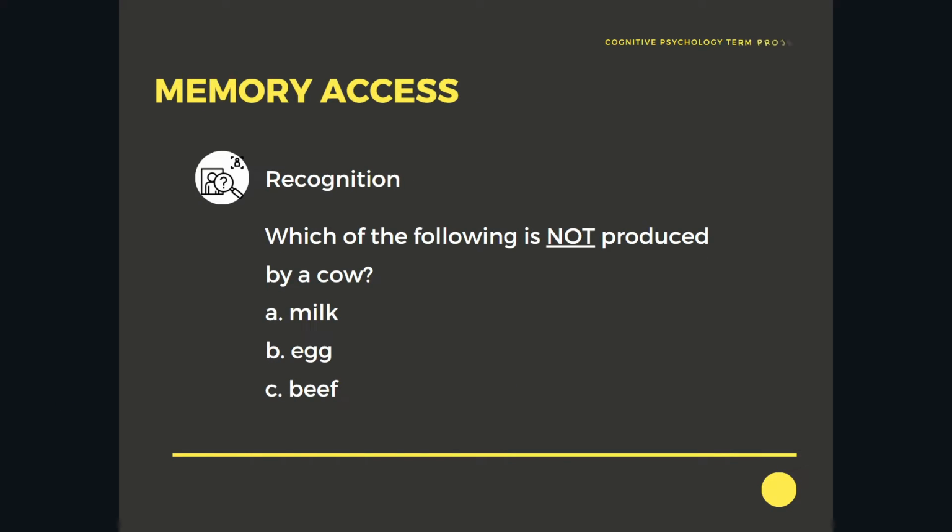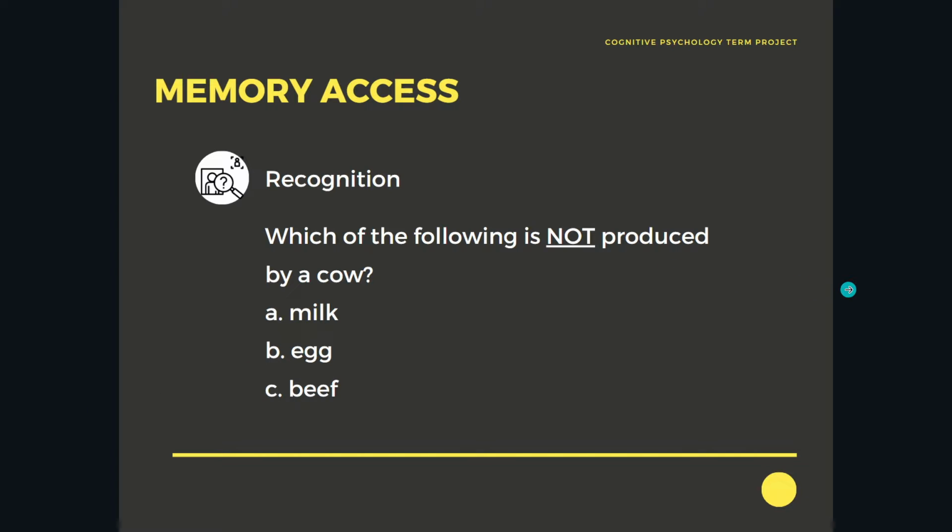And then we have recognition. Recognition is a measure of memory from which a person needs to only identify things from prior knowledge of. So, a good example would be multiple choice. So, if you were to be asked which of the following is not produced by a cow, A, milk, B, egg, C, beef, you would obviously put egg because we all know that cows cannot lay eggs.